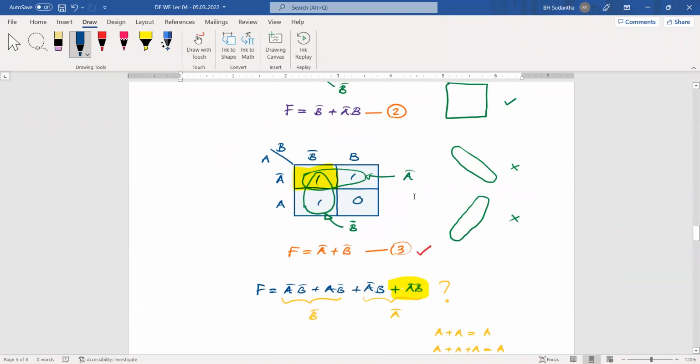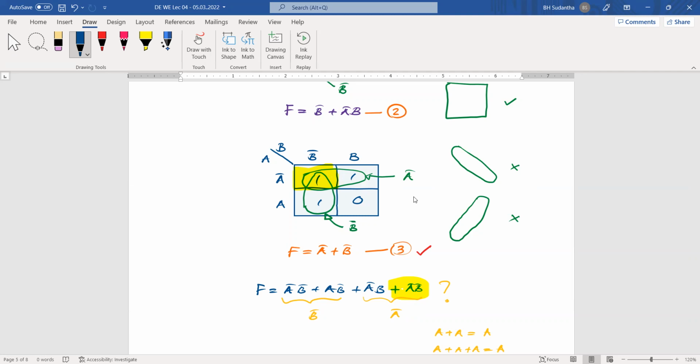What I have mentioned here is that to take this third equation, we have made these 2 groups. To make the A bar group and the B bar group, we have taken this A bar B bar term twice. Then only we will have this equation A bar plus B bar. You can see that it's a very good one among these 3.